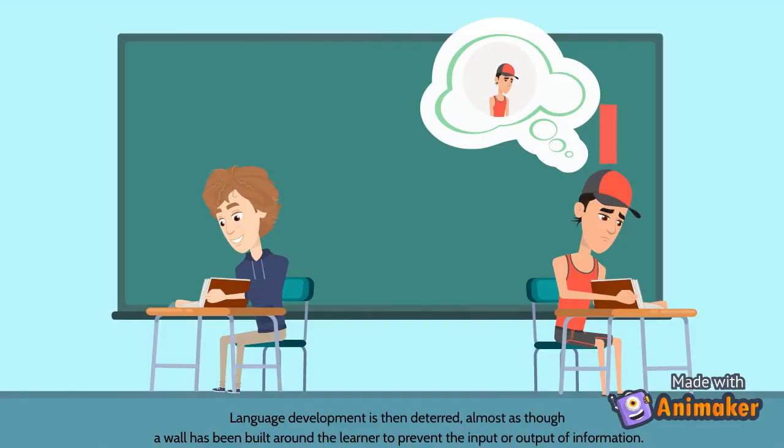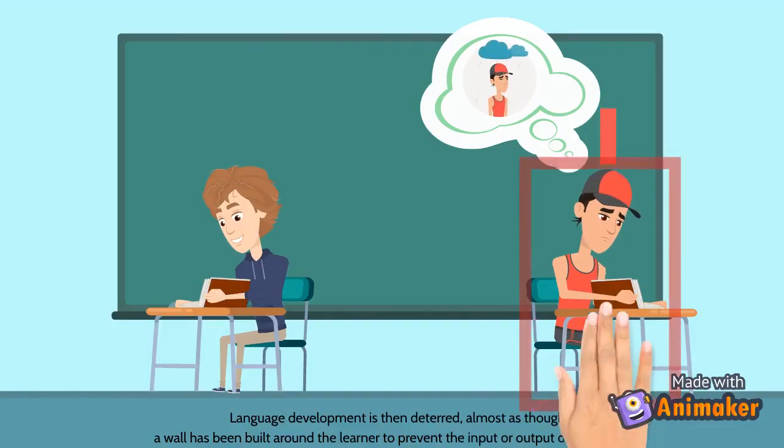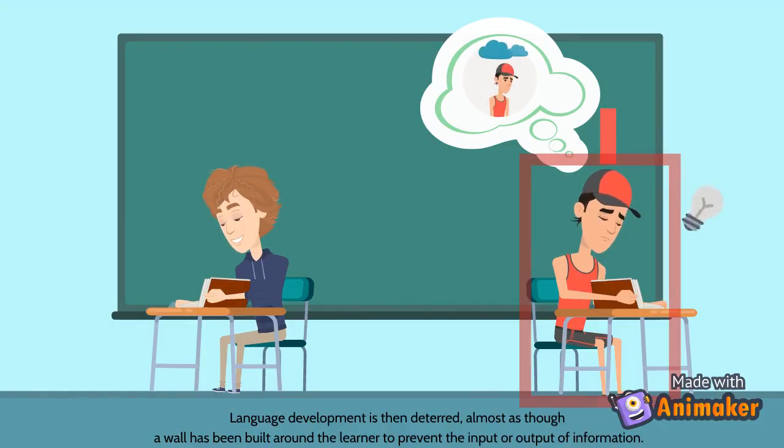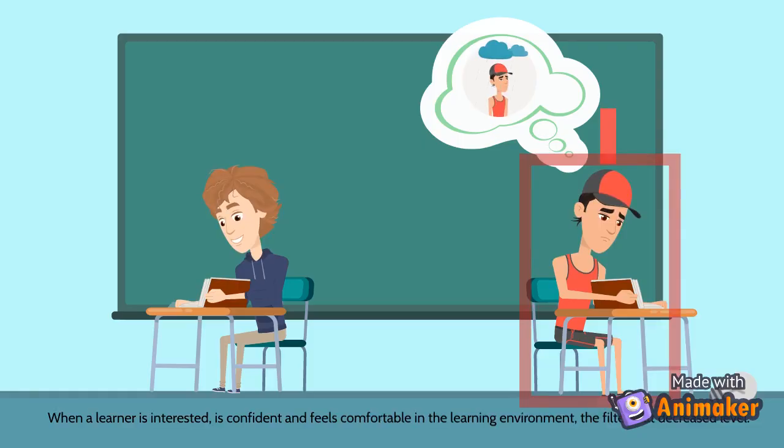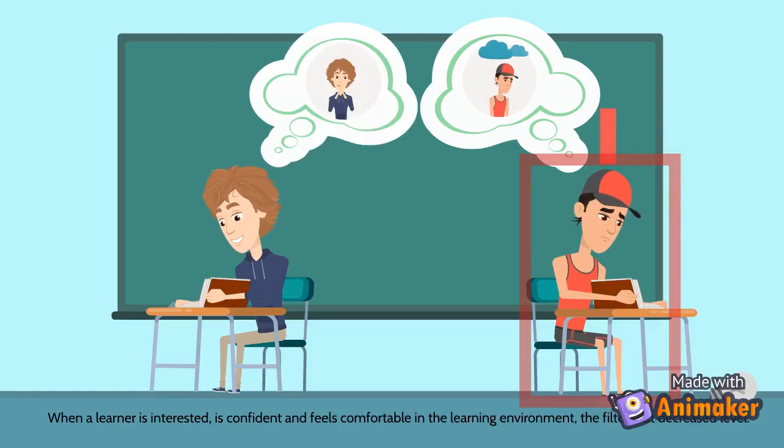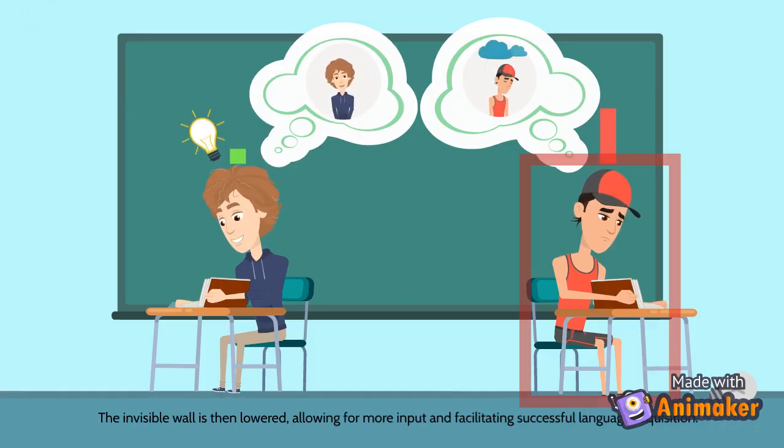Language development is then deterred, almost as though a wall has been built around the learner, to prevent the input or output of information. When a learner is interested, is confident and feels comfortable in the learning environment, the filter is at a decreased level. The invisible wall is then lowered, allowing for more input, and facilitating successful language acquisition.